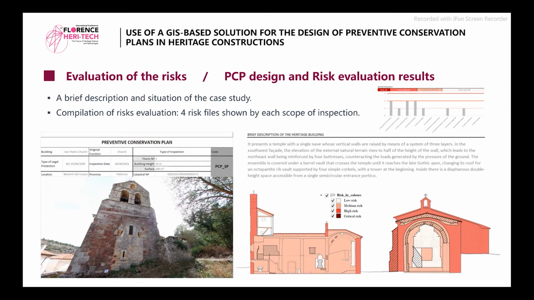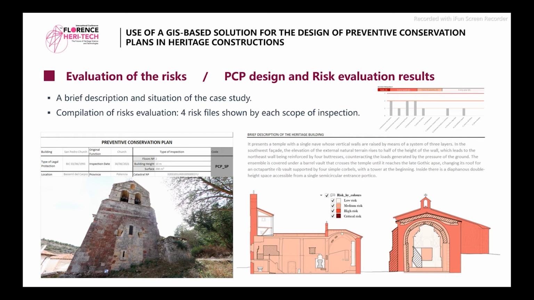Once the risk analysis operations have been developed and computed, the design of the preventive conservation plan of the church is finally performed, having the following structure. In a first step, a brief description and a summary of the situation and documentation of the case study is created. Then, a compilation of 4 risk evaluation files.